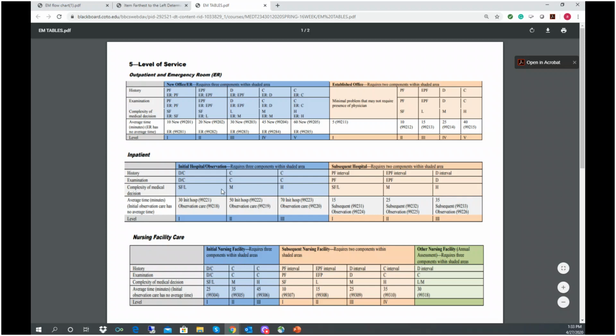The same thing with our inpatient. So after you determine the location and the service type, such as office and/or emergency department, and whether it is new or established, then you would select from here. Okay, so those are the forms and how you utilize those forms as far as the E&M.